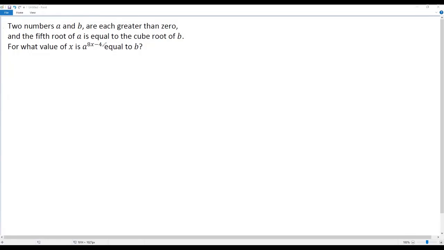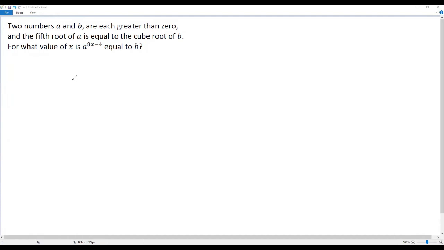Here we have a SAT math problem. Okay, let's go to the question. Two numbers a and b are each greater than 0 and the fifth root of a is equal to the cube root of b. For what value of x is a to the power of 8x minus 4 equal to b? We have the information that the fifth root of a is equal to the cube root of b.